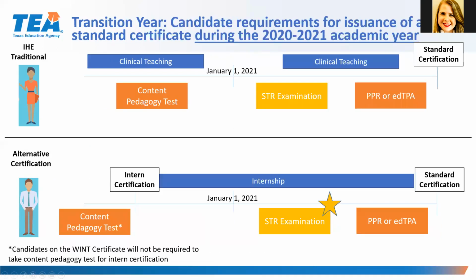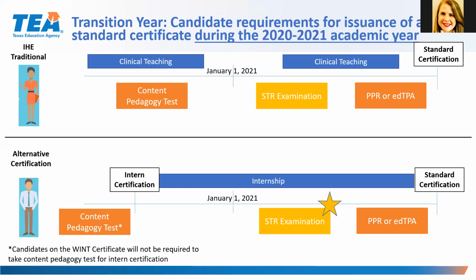The second group of teacher candidates we will discuss are teacher candidates who are pursuing standard certification during the 2020-2021 academic year. During this transition year, these teacher candidates will be required to take and pass the STR exam for the issuance of their standard certificate after January 1st, 2021. The STR exam will be available beginning January 2nd, 2021. All teacher candidates pursuing standard certification during the 2020-2021 academic year will be able to take this exam on or after this date.